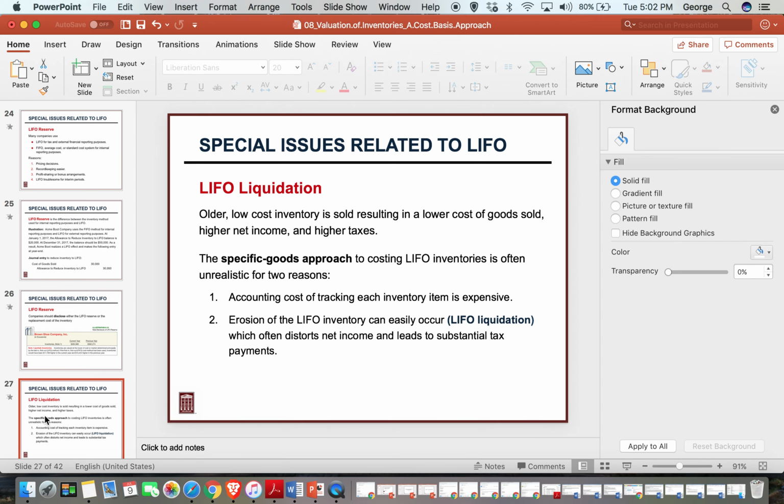All right, LIFO liquidation. Older, lower cost inventory is sold, resulting in lower cost of goods sold, higher net income, and higher taxes. So the specific goods approach to costing LIFO inventories might be unrealistic. One, accounting cost of tracking each item like you would under specific identification is expensive. Erosion of LIFO inventory can easily occur. We call that LIFO liquidation. We're eroding our levels of inventory. It can occur, and that may distort net income and lead to a substantial tax payment.